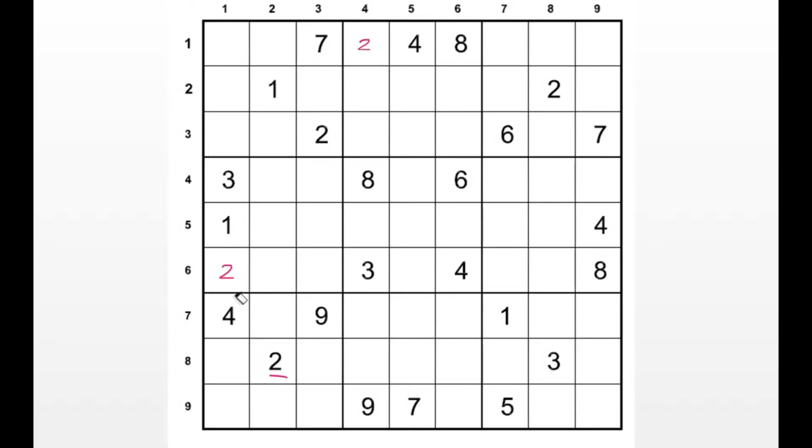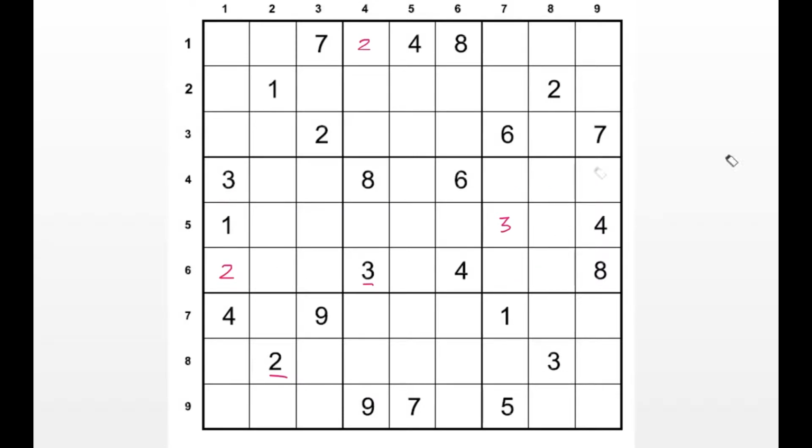Okay, the next one, let's see, it's something about number 3. Number 3 is here, here cannot be, 3 is here, cannot be, here 3, and here in this cell cannot be 3, and finally this cell will be number 3.